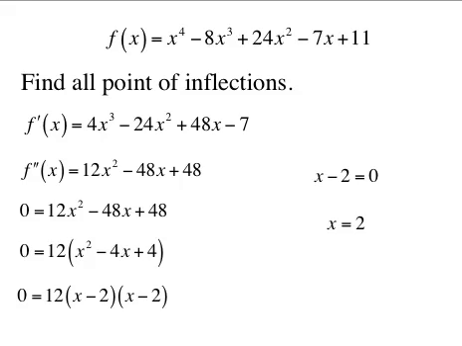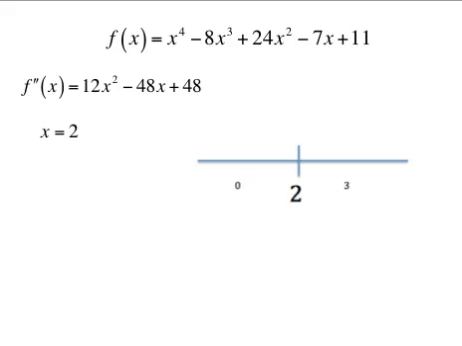The second derivative there is 0. But is that a point of inflection? If it is, I have to show that there's a concavity change when I go on either side of 2. So there's our original function, there's our second derivative. Our candidate is 2. We're choosing numbers on either side. To the left of 2, I'm choosing 0. To the right of 2, I'm choosing 3.